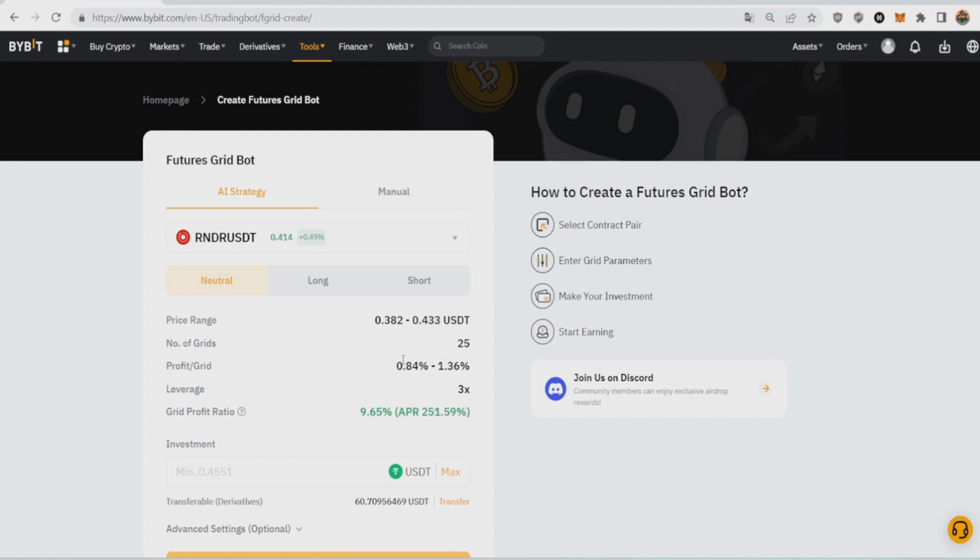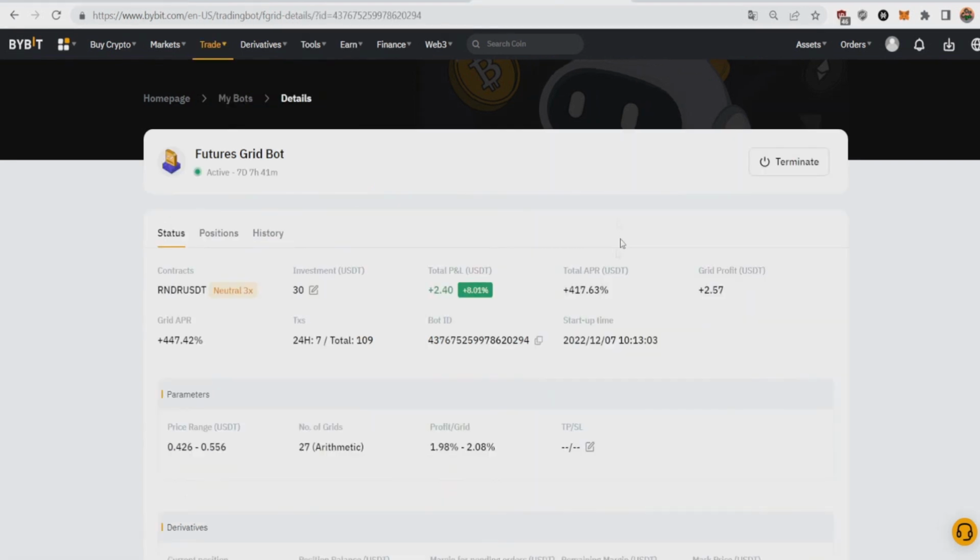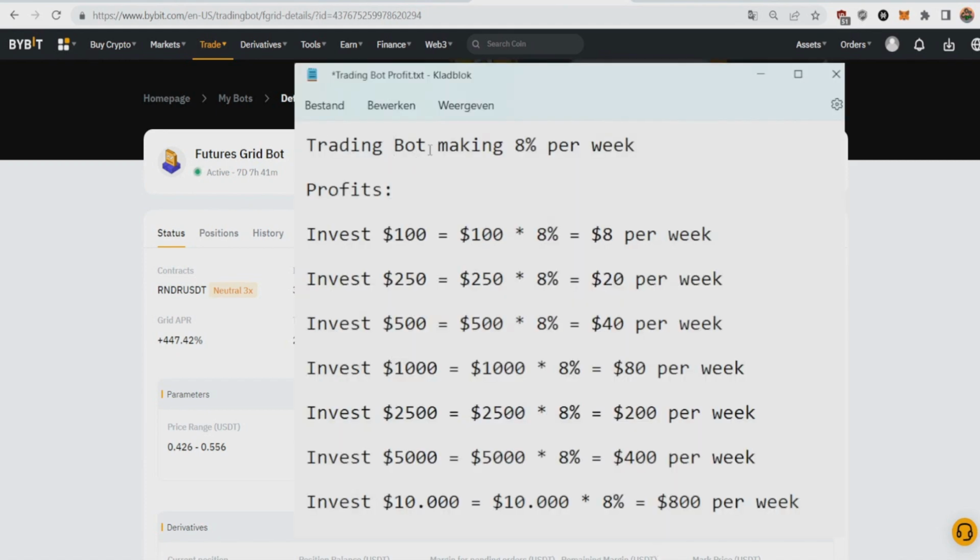And now, guys, the moment you've been waiting for: how much profit did I make and how much profit can you make with bot trading? So as you can see, guys, in 7 days time, I made a profit of 8%. So let me tell you how much it actually is. If we have a trading bot making 8% a week, the profits, if we would invest $100, would be $8 per week.